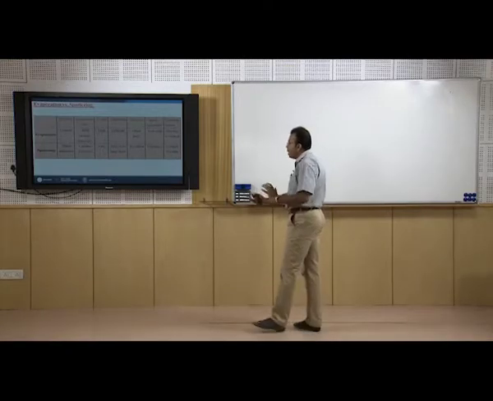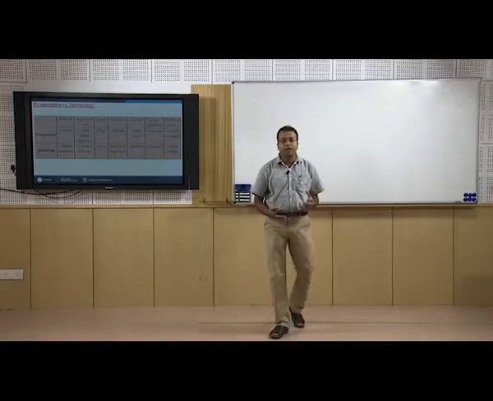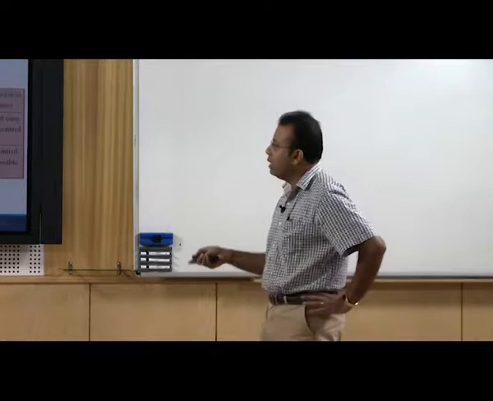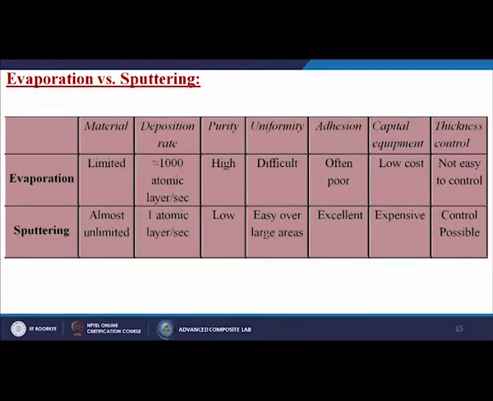Now we are going to summarize evaporation against sputtering, because in the last lecture I gave a brief description of sputtering techniques, and in this lecture I am talking about evaporation techniques. What are the differences between evaporation and sputtering in terms of material? For evaporation, the material choice is limited, but for sputtering it is almost unlimited. Deposition rate is generally more or less 1000 atomic layers per second for evaporation, while sputtering is 1 atomic layer per second. So evaporation is much better in this case.